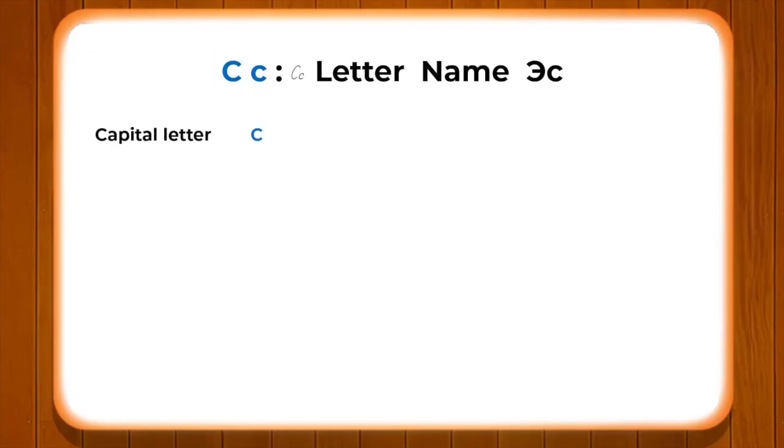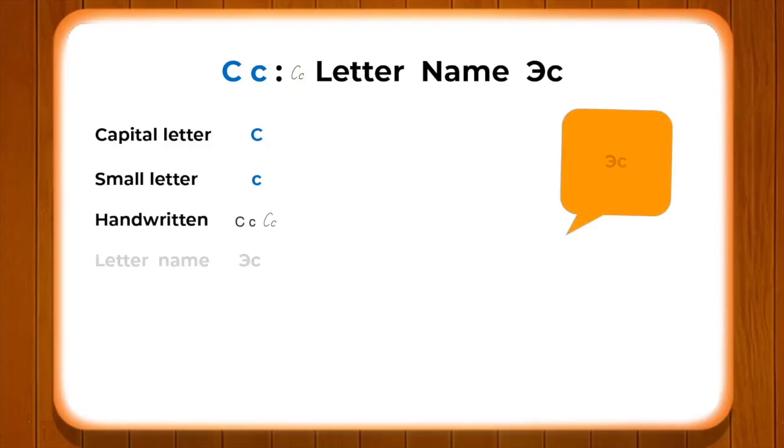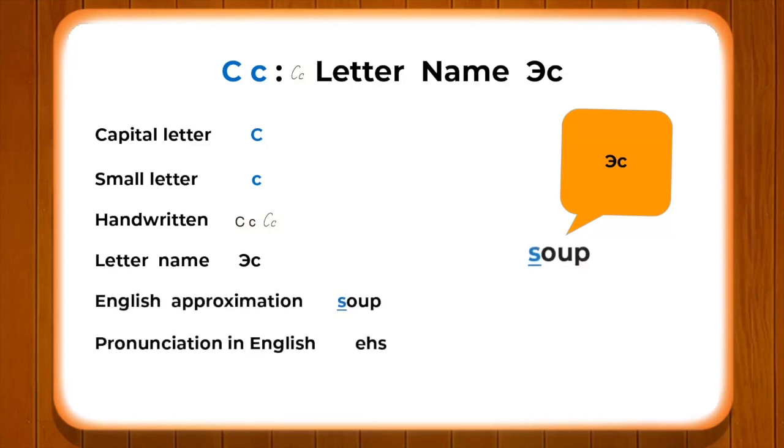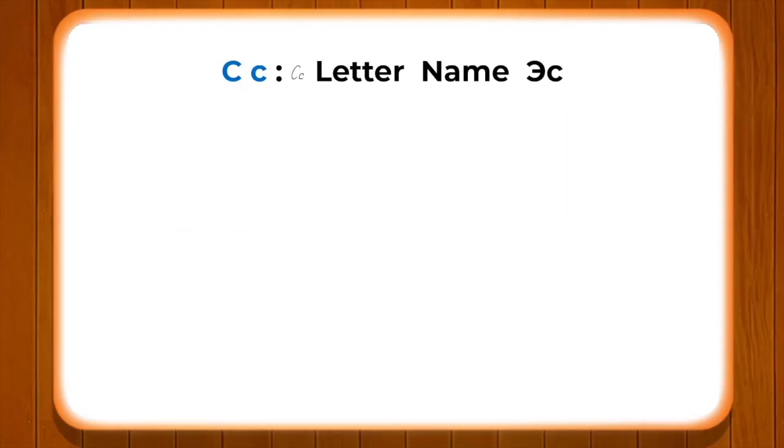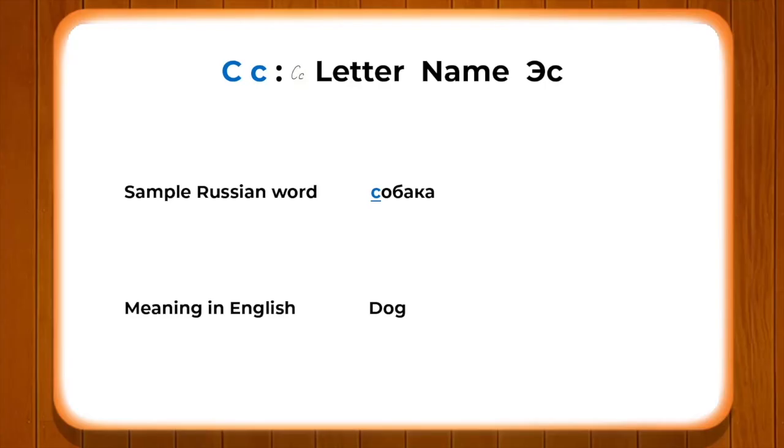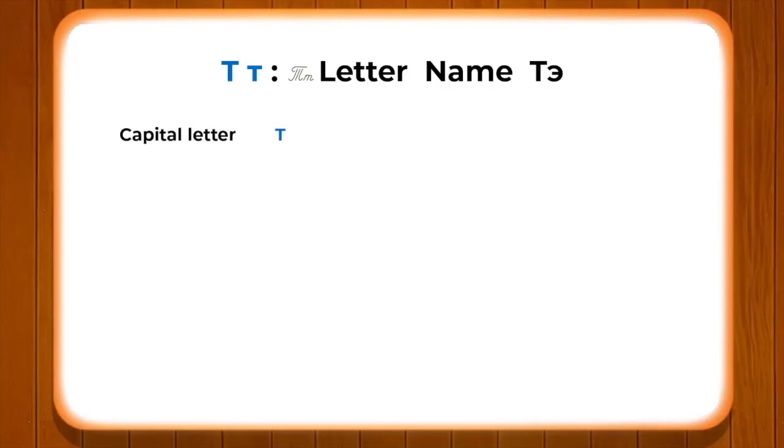Alright. Now the next letter which we have here is S. To understand the sound, we are going to use one word from English, soup. But with the help of a Russian sample word, we are going to learn it properly. The word is sabaka. So the sound S you can find in the word sabaka. Sabaka, which means dog.